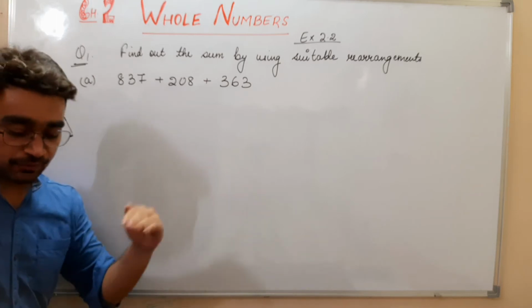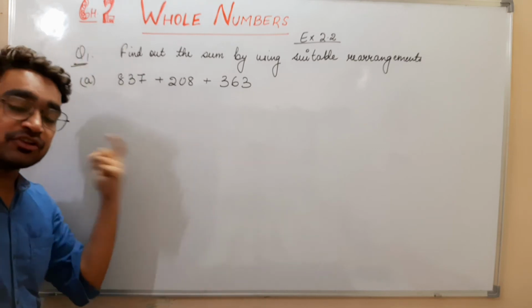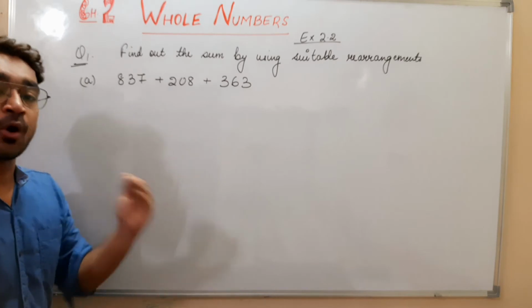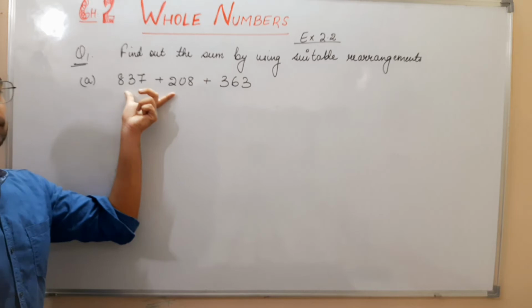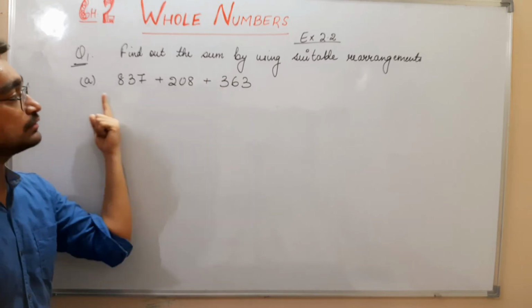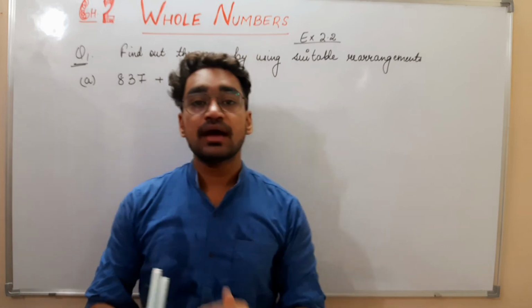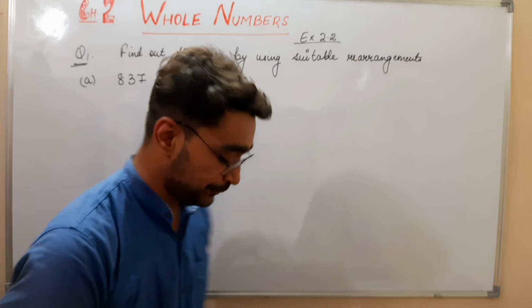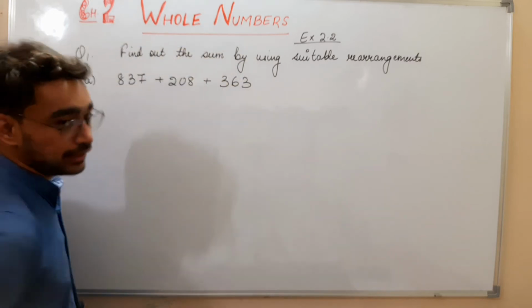Rearrangement means if I want, I can switch their places. The order of the addition does not matter, because it comes under the commutative property. Commutative means the order of addition doesn't matter. If I want, I can add these two first, or these two first, or these two first. It doesn't matter, because whole numbers are commutative under addition and multiplication. Good.